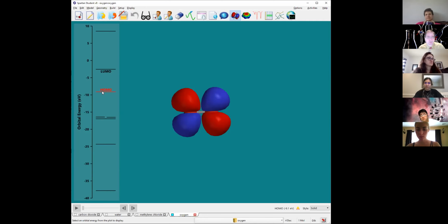You can force Spartan to do that by saying you have two unpaired electrons. We didn't tell it to do that, so it paired them up and put them here. So I just wanted to say that's why those looked a little bit funny to those of you who were looking at that carefully and wondering why it didn't quite connect to what we'd seen before in class.